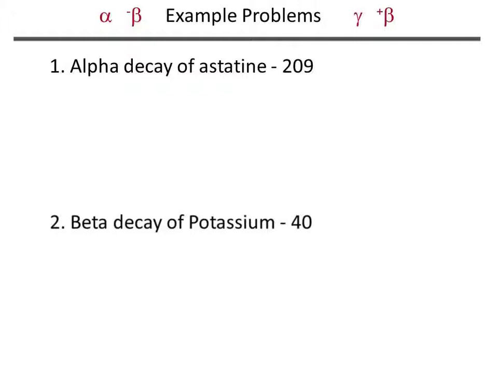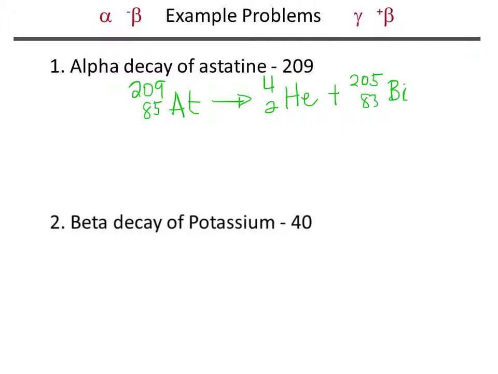So the first one is alpha decay of astatine. If we do the alpha decay of astatine, we're going to write 209 At. So the mass is 209, At is the symbol, and it has an atomic number of 85, and it goes through alpha decay. So I'm going to write the 4, 2 helium, and that means it's no longer 209, but it's 205 because we lost 4 of the atomic mass, and we lost 2 protons, so it's now 83, and it is bismuth.